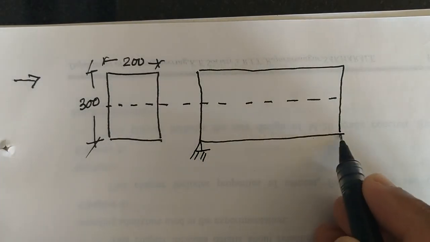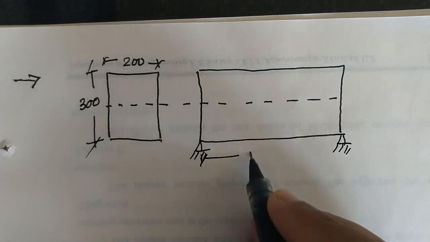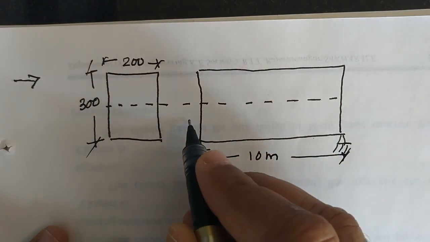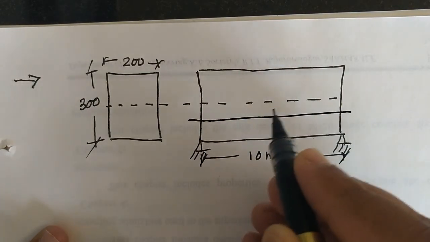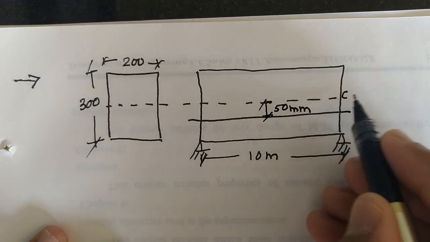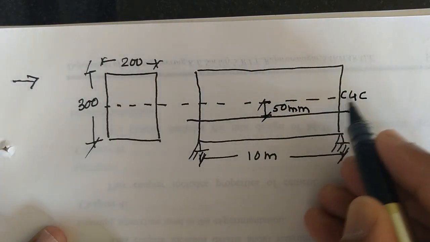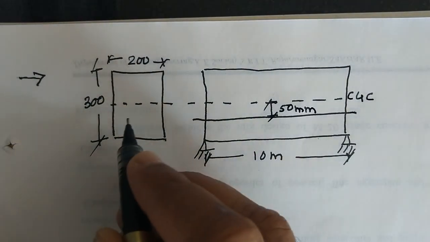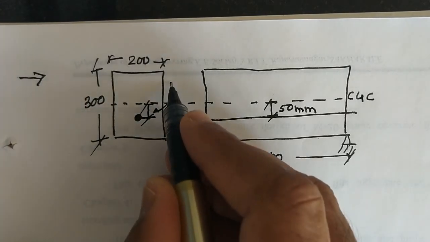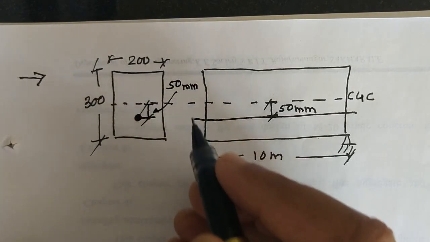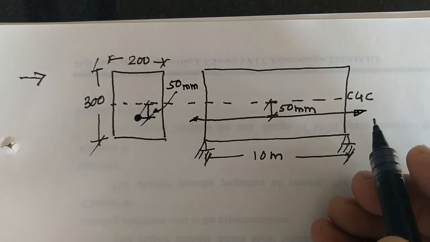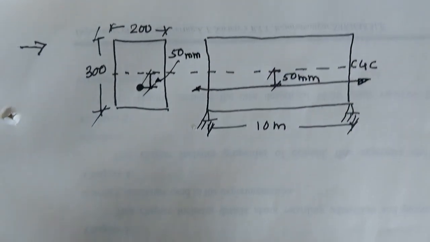The beam is of 10 meter, and the location of tendon is exactly 50 mm from the CG of concrete. So this is your CG of concrete. From CG of concrete the tendon is 50 mm below. In cross section also you have to show the location of tendon. It is again 50 mm below. The tendon profile is straight with a pre-stress 1000 Newton per mm square.